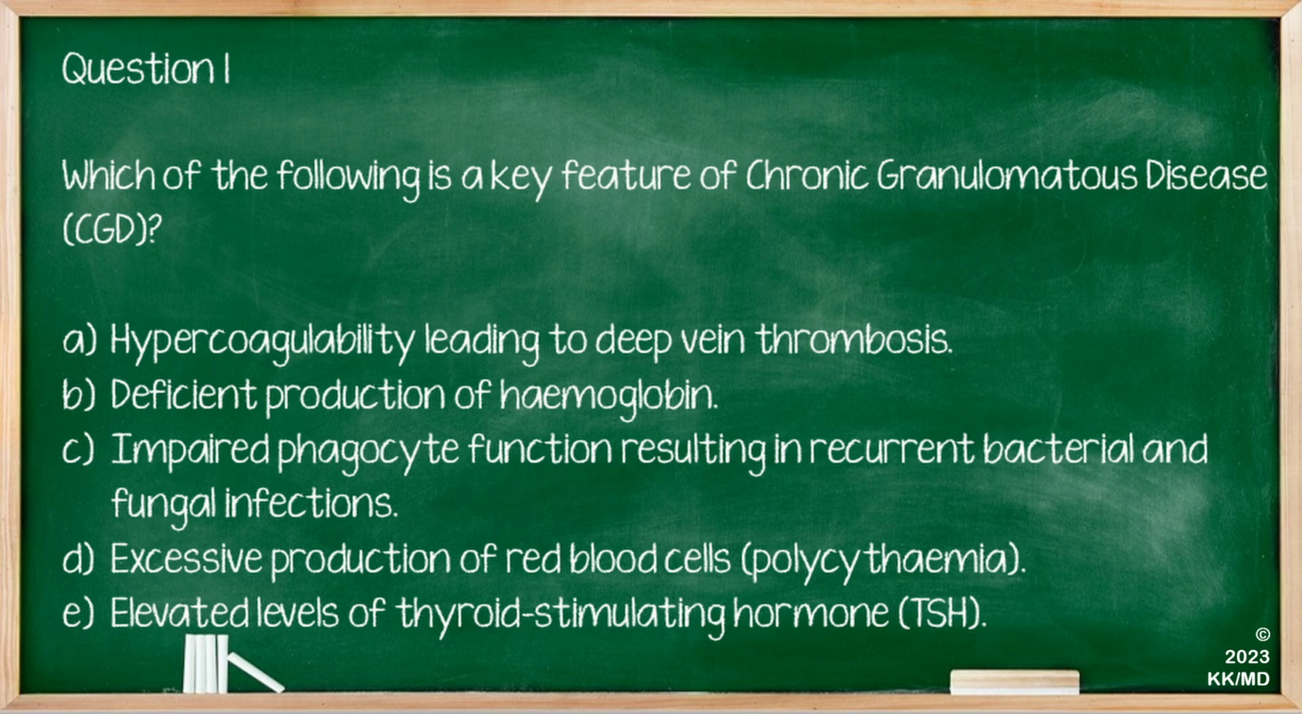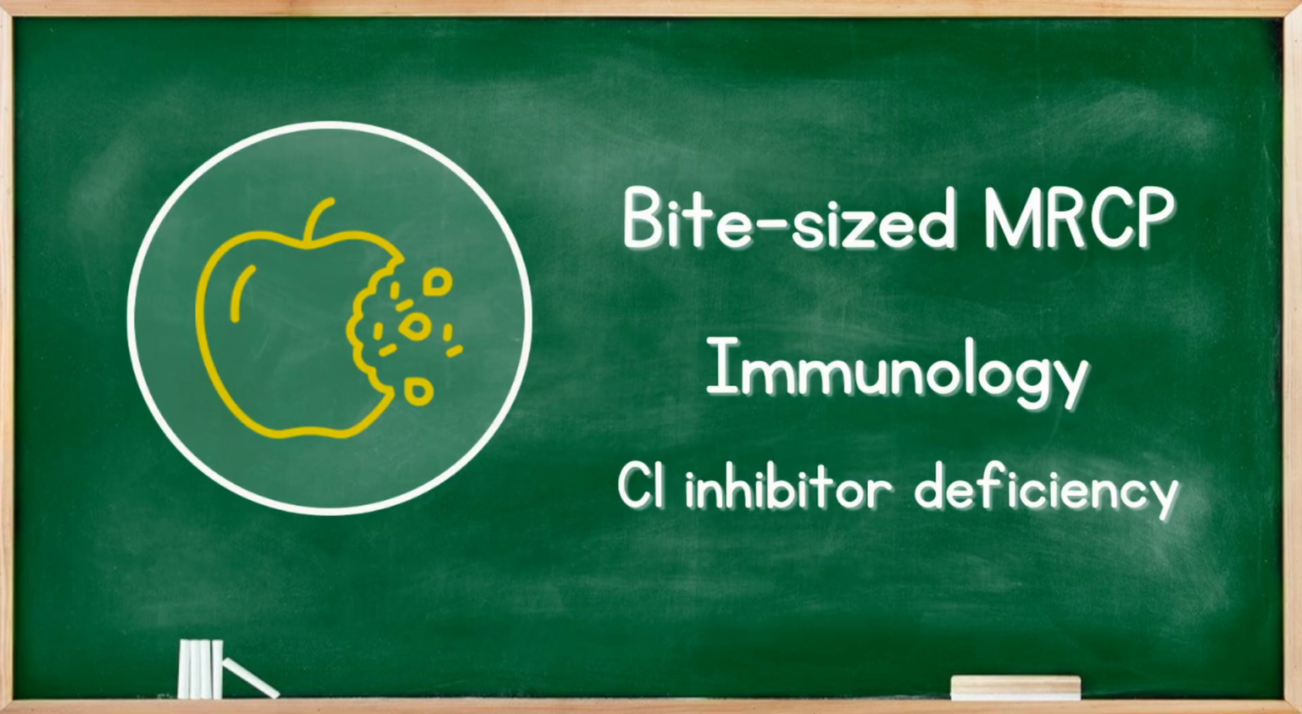Okay, so let's try a question. Which of the following is a key feature of chronic granulomatous disease? So just think back to all the information we've covered in this video in order to help you. The possible options are A, hypercoagulability, leading to deep vein thrombosis, B, deficient production of hemoglobin, C, impaired phagocyte function resulting in recurrent bacterial and fungal infections, D, excess production of red blood cells or polycythemia, or E, elevated levels of thyroid stimulating hormone or TSH. So if you recall, the correct answer here is C, due to impaired phagocyte function, and therefore we get these recurrent bacterial and fungal infections in CGD.